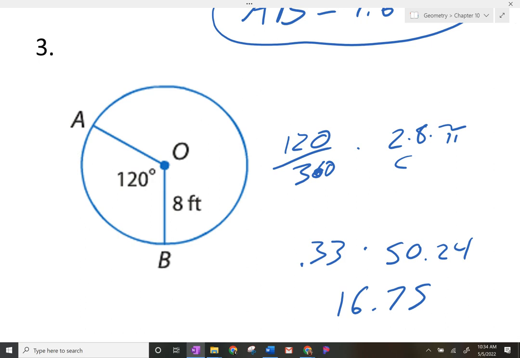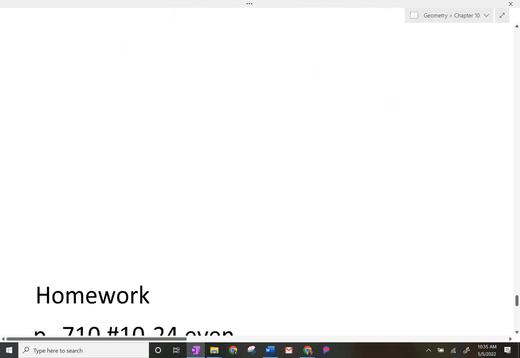Thumbs up, thumbs down. How you guys feeling? Okay. Stuff I have for you guys today. I want you to do numbers 26 through 40, evens only. Sorry, page 711.